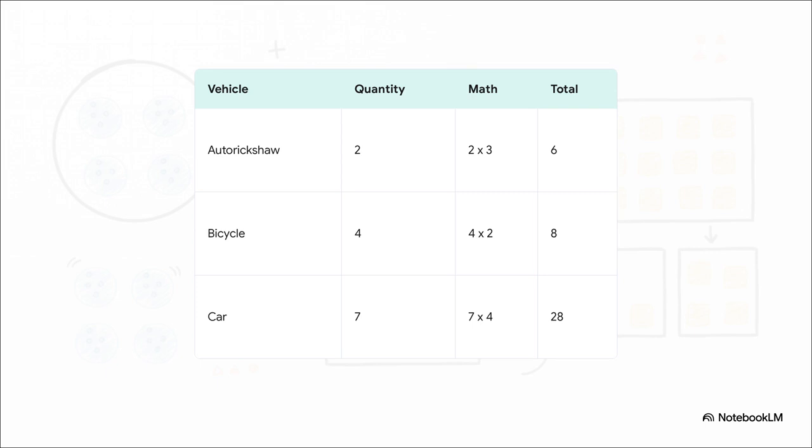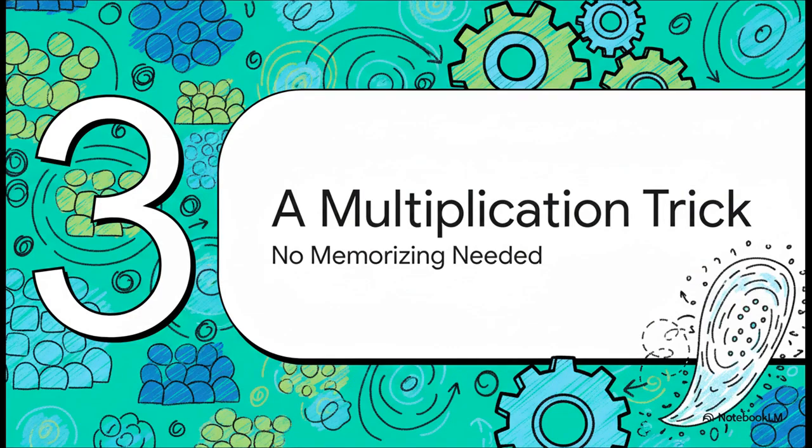By shifting from counting individual wheels to counting groups of wheels, we completely bypass the speed of the traffic. Those cars can zoom by as fast as they want. As long as you can quickly spot 7 cars, the math does all the heavy lifting for you. All right, let's move into section 3 and look at a really clever multiplication trick.